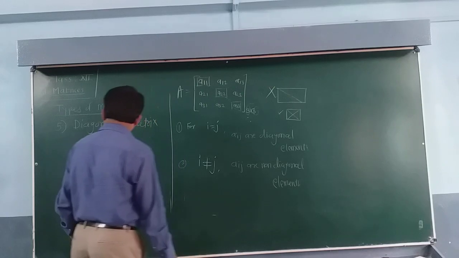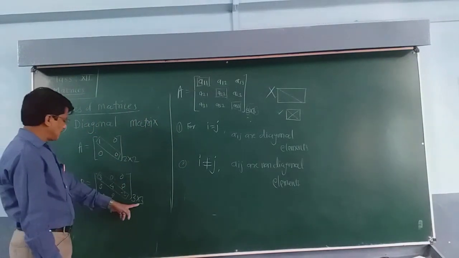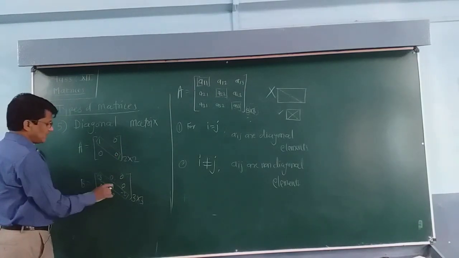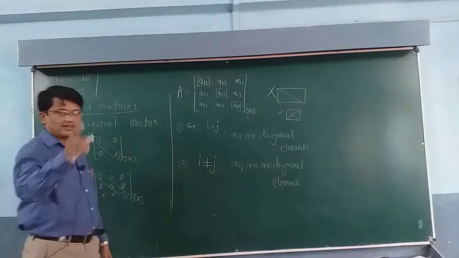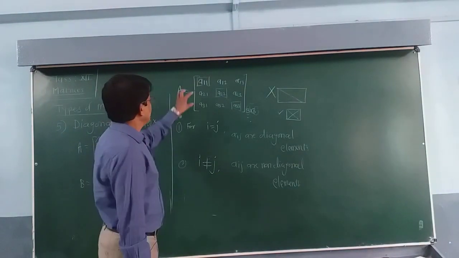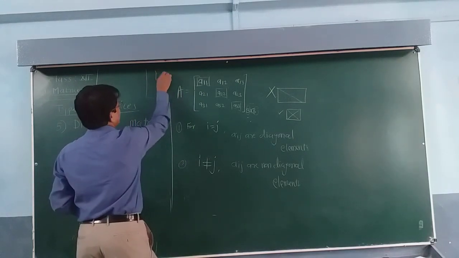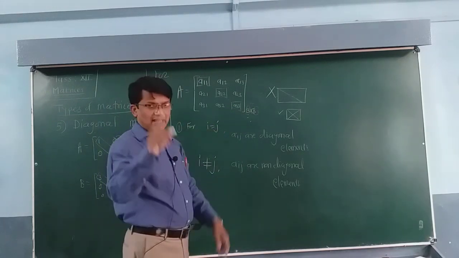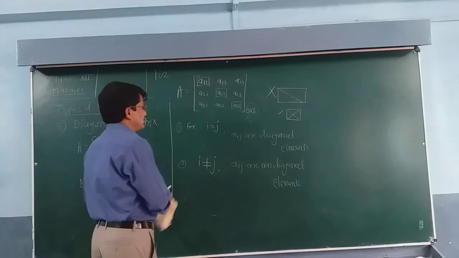For a square matrix, the order is the same. Look here, the non-diagonal elements are 0. So this is a diagonal matrix. This is a square matrix because the order is 3 by 3, and these are the diagonal elements. The non-diagonal elements are 0.